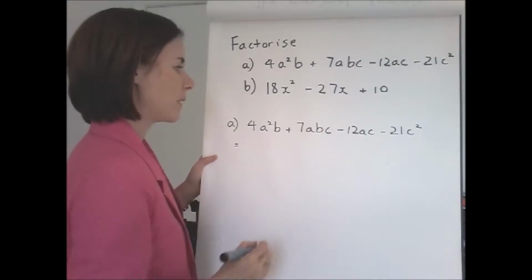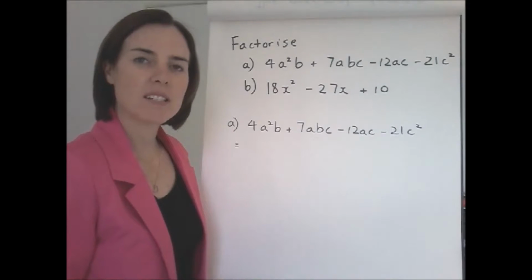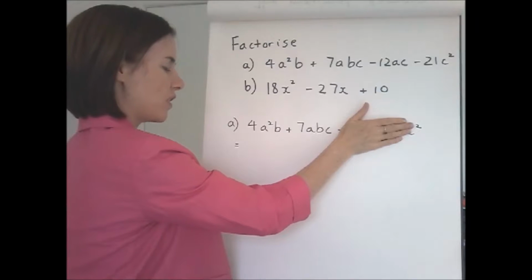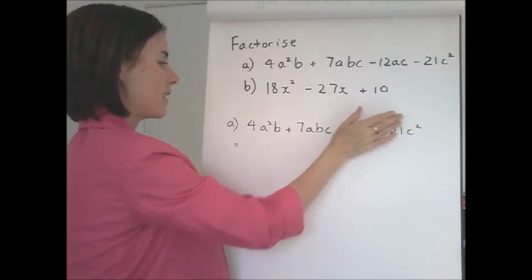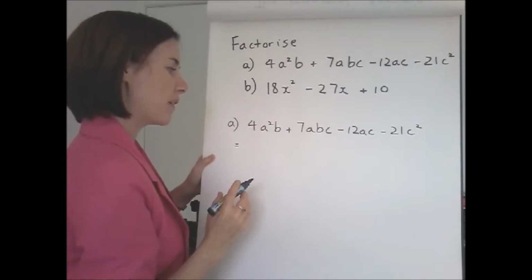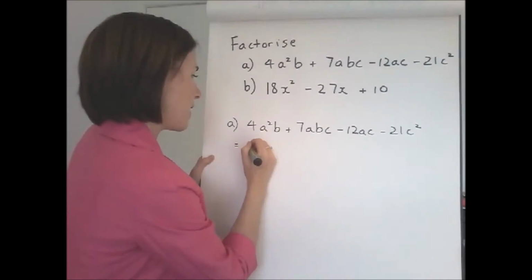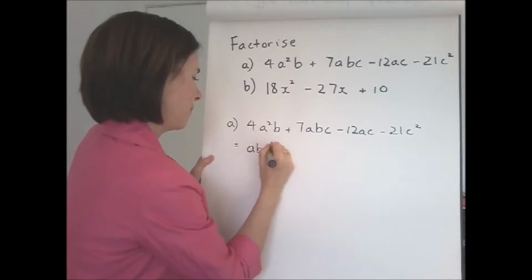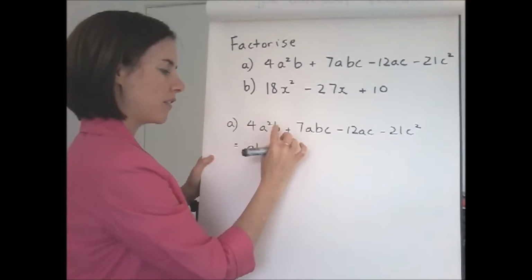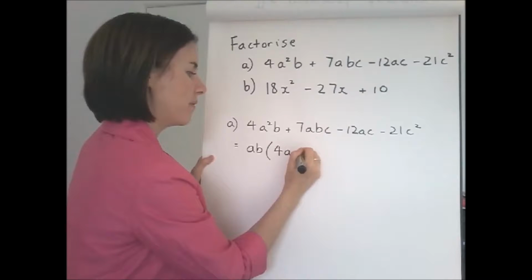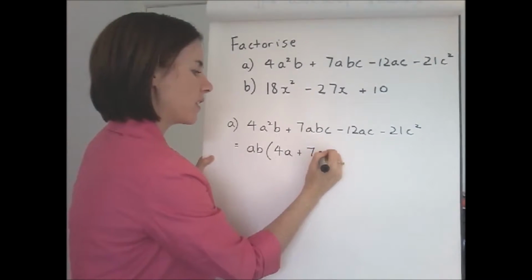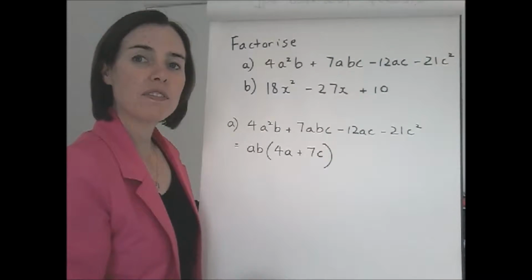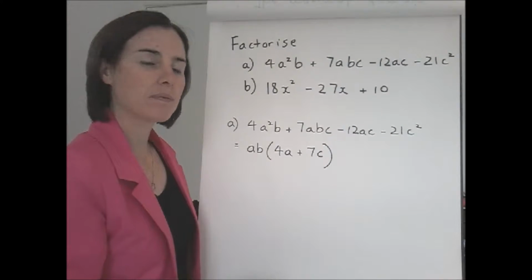Grouping in pairs means you work with 2 terms at a time. If I look just at the first 2 terms, 4a squared b plus 7abc, and remove a common factor, it would be ab. Divide ab out of here, we're left with 4a. Divide ab out of this term, we're left with 7c. So I've factorised the first 2 terms.